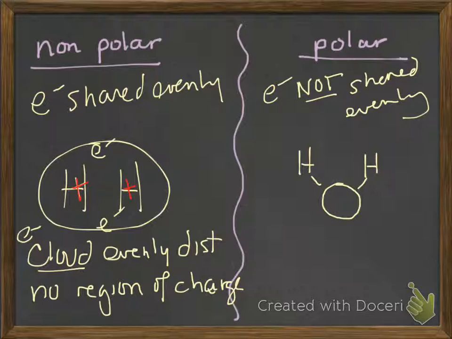So look at that table of electronegativities. What's the electronegativity for oxygen? The electronegativity for oxygen is 3.5. What's the electronegativity for hydrogen? 2.1. So what's the difference here? 1.4 is the difference in electronegativity.